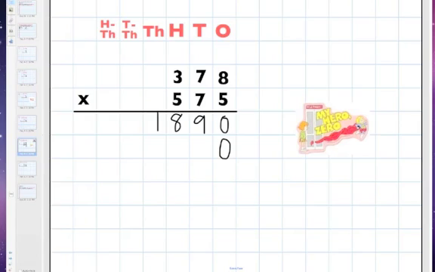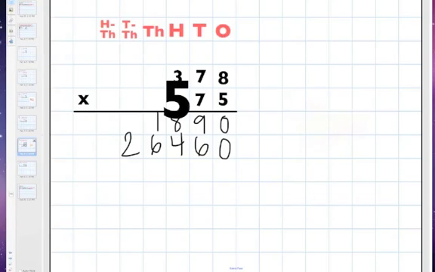7 times 8 is 56. 7 times 7 is 49, plus 5 is 54. And 7 times 3 is 21, plus 5 is 26. I go ahead and I erase what I carried, and now I'm going to focus distributing by this 5 in the hundreds place. And this is where I'm going to really need my hero 0.